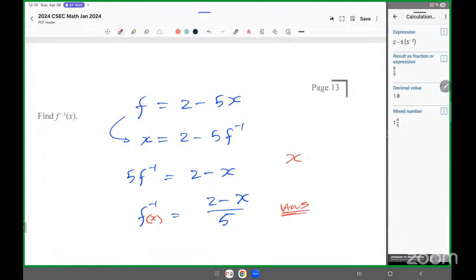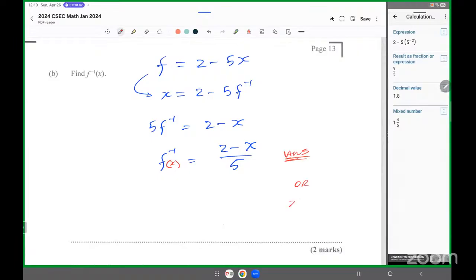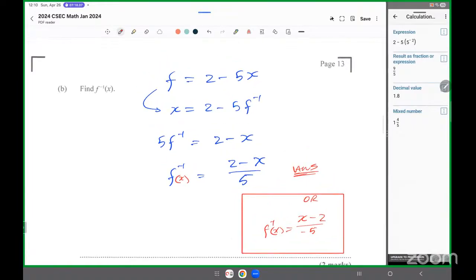If you got x minus 2 over negative 5 as the answer, that's still right. Because if you transpose and leave this on this side, that's what I get. But I carry the 2 first and get x minus 2 and then divide by the negative 5. So if you got that, you're still correct. You could have got x minus 2 over negative 5 as f to the minus 1 of x as well. All right, done.